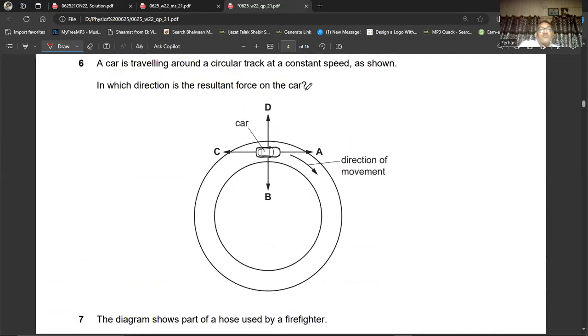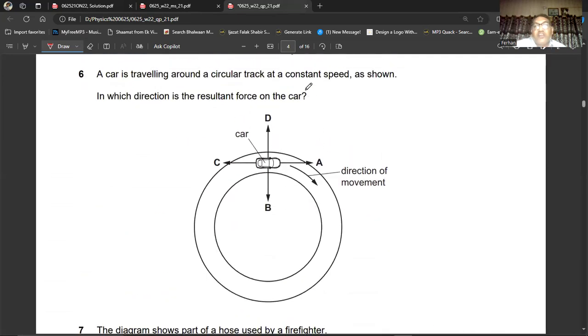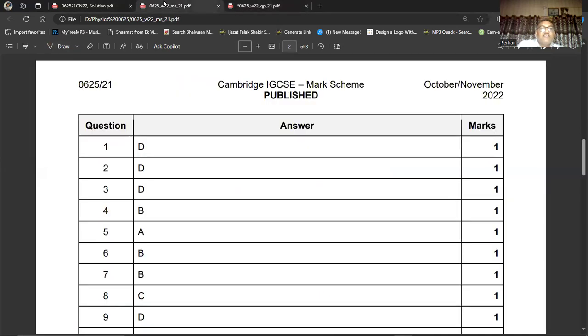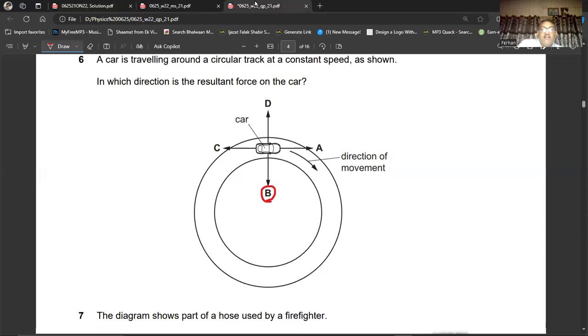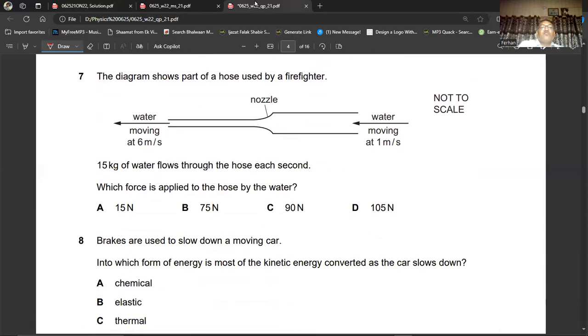The next question is question number 6. A car is traveling around a circular track at a constant speed as shown. In which direction is the resultant force on the car? Because the car is moving in a circular track, whenever you move in a circular track, the resultant force is always directed towards the center of that circle. So this is the direction of the resultant force. Question number 6, B is the choice. Yes.